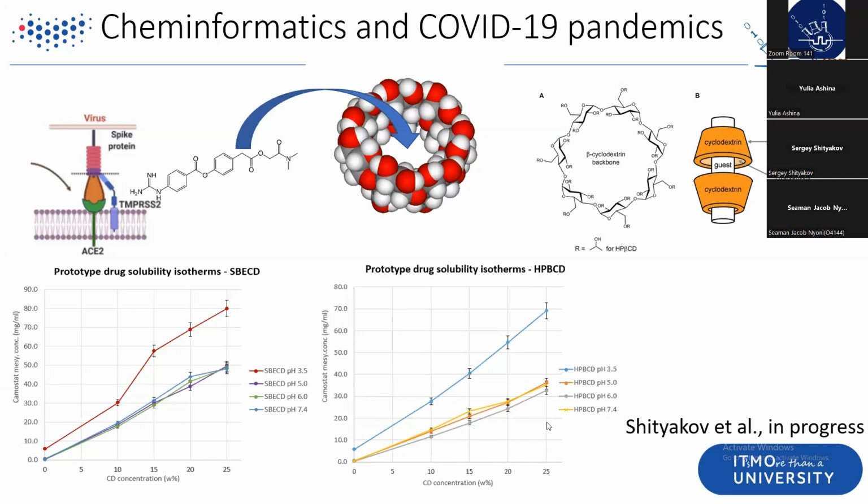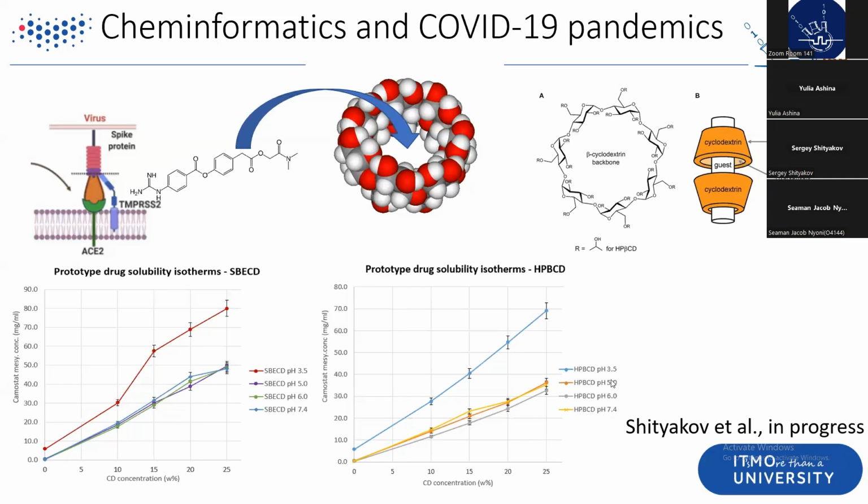I will explain the results we have. We have a collaboration with our partners in Germany, in Würzburg. They have different cyclodextrins to formulate with. These two cyclodextrins were chosen to be the good candidates for the formulation. One is the sulfobutyl cyclodextrin, and the other is hydroxypropyl cyclodextrin.